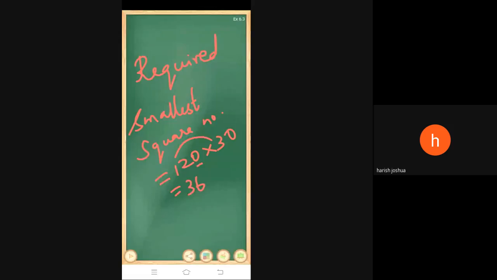3600. Required smallest number, 3600. 120 into 30: 12 threes are 36, here 1 zero, here 1 zero, so 2 zeros. So the required smallest square number is nothing but 3600. Is it okay? 3600. Any doubt in this?